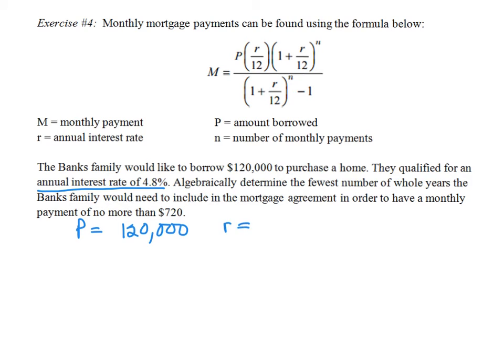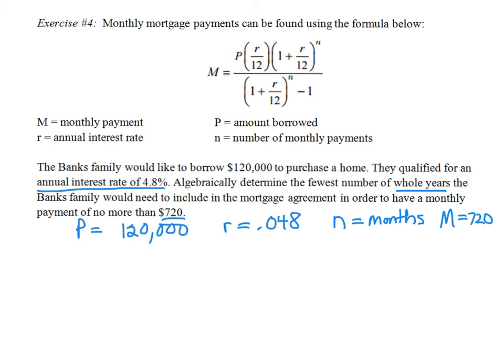So we're going to say R is equal to 0.048, converting over to a decimal like we always do. Algebraically determine the fewest number of years. That'll be important because in our formula, n is actually the number of months. So we're going to have to convert at the end from months back to years. We want our monthly payment to be no more than $720, so that's going to be our M value, 720.